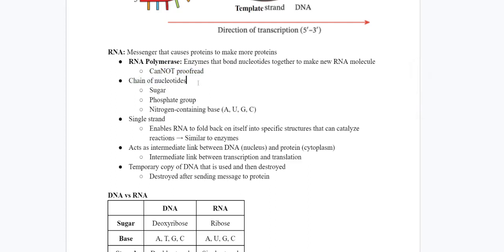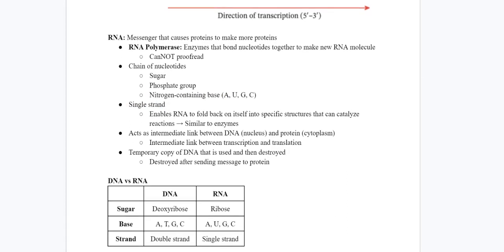Now, RNA is the same thing as DNA in that it's made out of a chain of nucleotides. So it's made of a pentose sugar, a phosphate group, and a nitrogen-containing base, which is AUGC instead of ATGC. RNA is different from DNA in that it's a single strand. So there's only one strand while DNA has two.